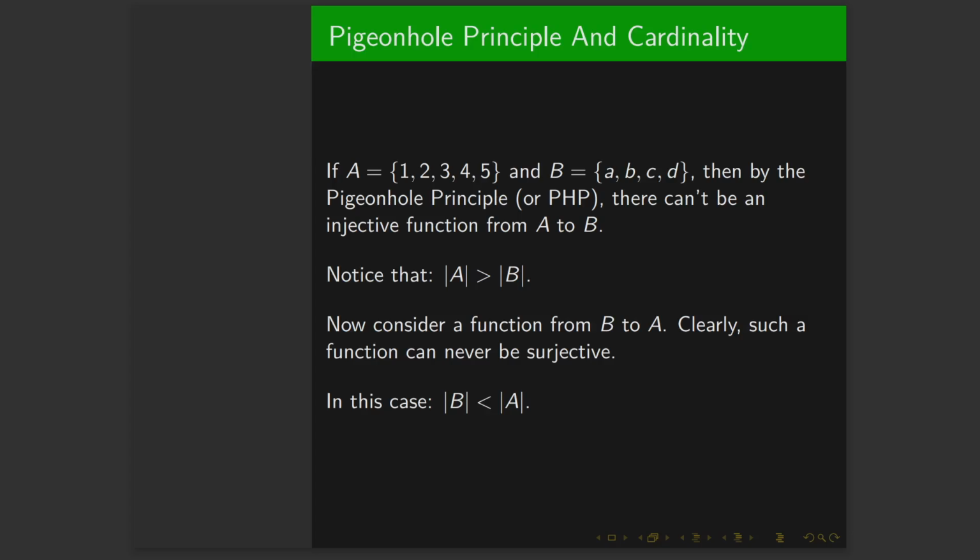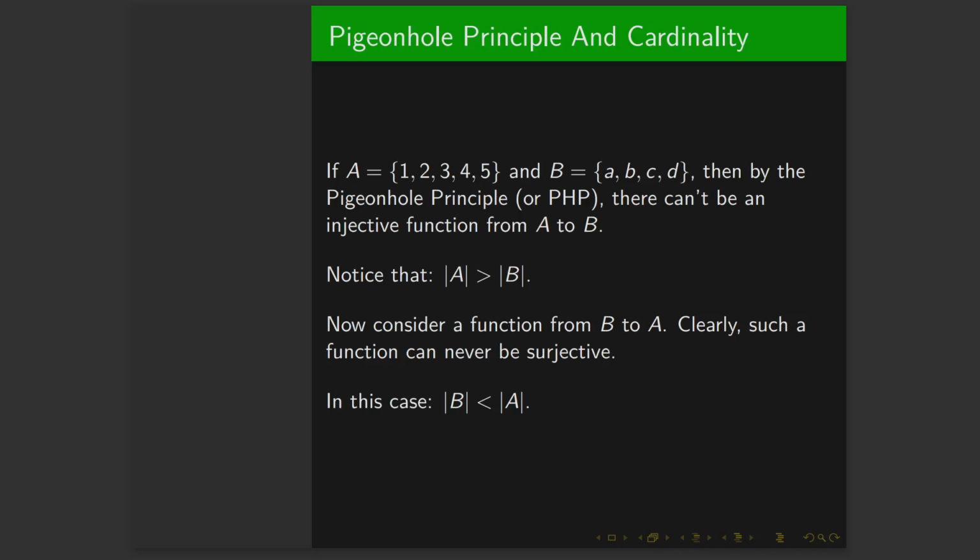Let's relate this idea of the pigeonhole principle and cardinality. So if A is a set with 5 elements and B is a set with 4 elements, then by the pigeonhole principle, we can't have an injective function from A to B. Think about it. If you have 1 to A, 2 to B, 3 to C, 4 to D, where does 5 go? It'll have to go into one of the places. We don't know where it's going to go. We know that one of the elements in B is going to be mapped to twice. There cannot be an injective function.